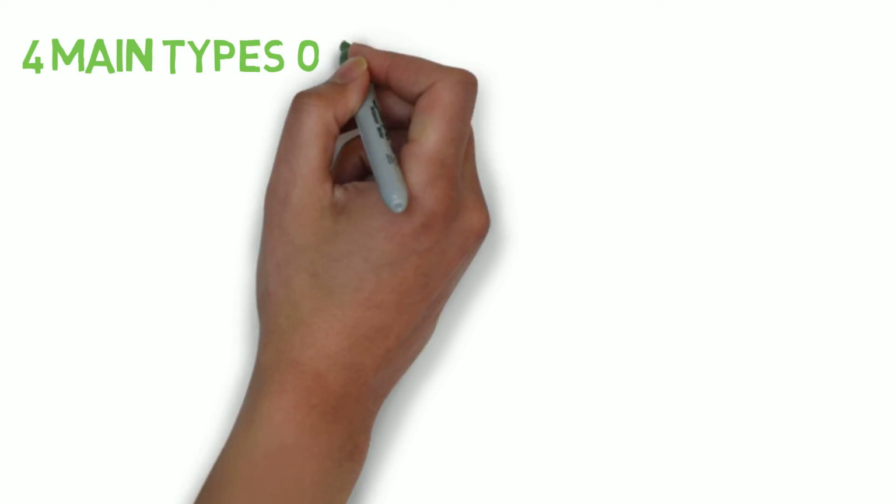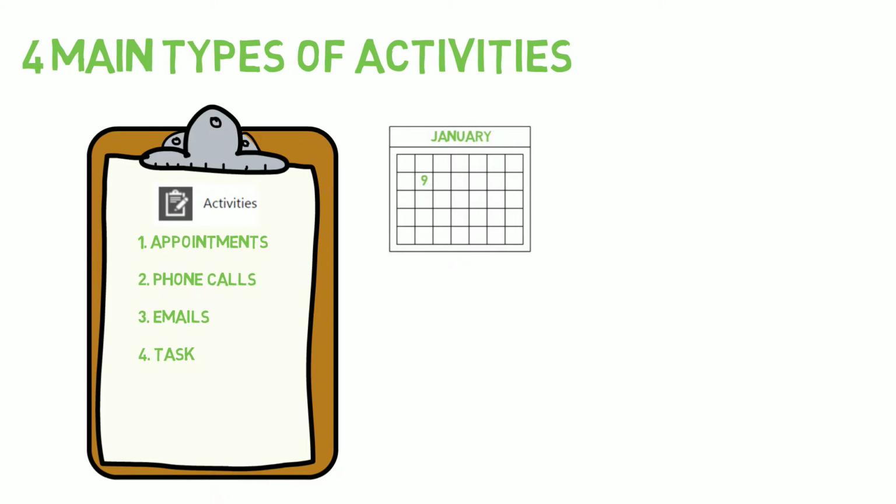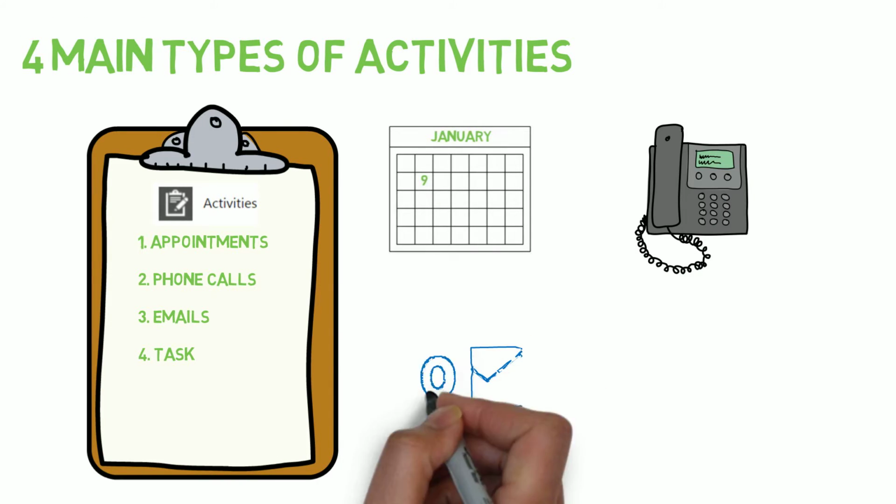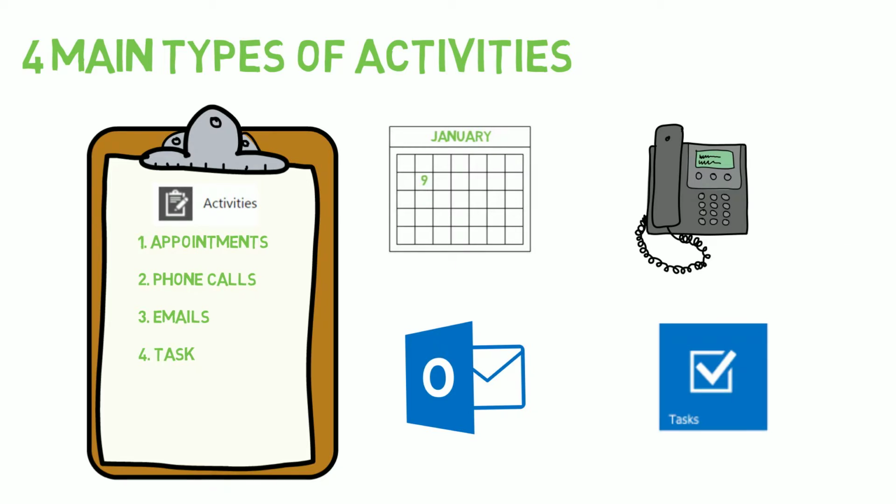There are four main types of activities in Cyrus: appointments, phone calls, emails, and tasks. You'll also see letters and faxes as possible activity types, but they are rarely used and we won't cover them in this course. Let's take a look at each one.